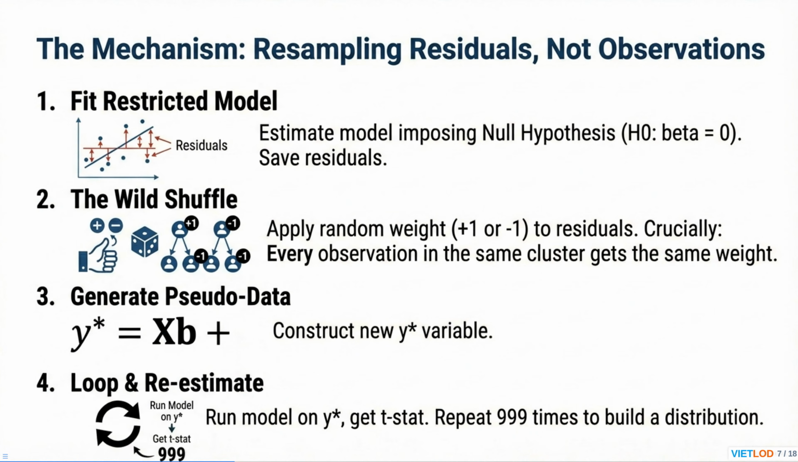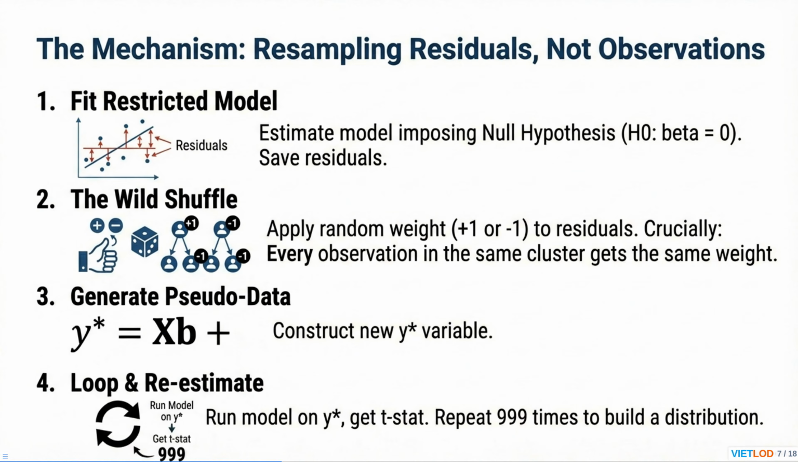First, we fit a restricted model, where we force the null hypothesis to be true. For example, we set the coefficient of interest, beta, to 0. We then save the residuals from this model. Next is the wild shuffle. We apply a random weight, usually +1 or -1, to the residuals. The crucial step is that every observation within the same cluster gets the same random weight. This preserves the intra-cluster correlation.